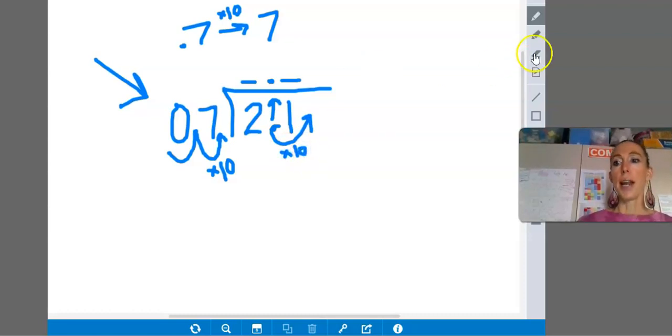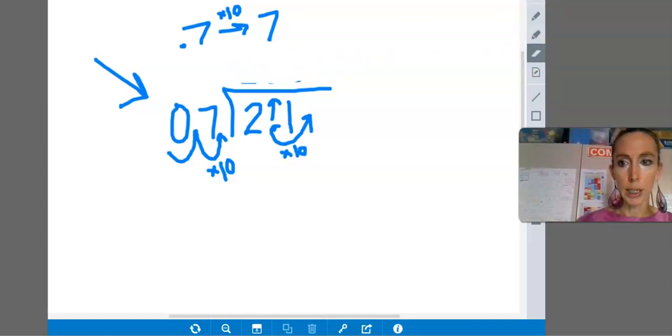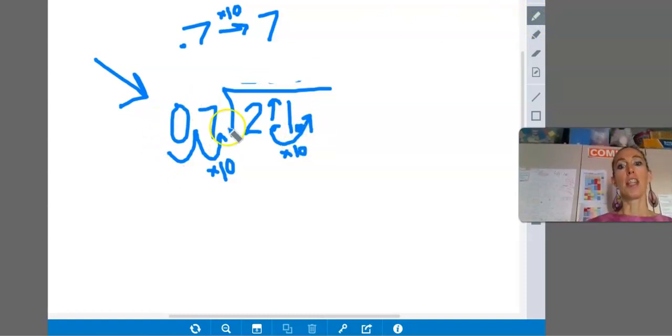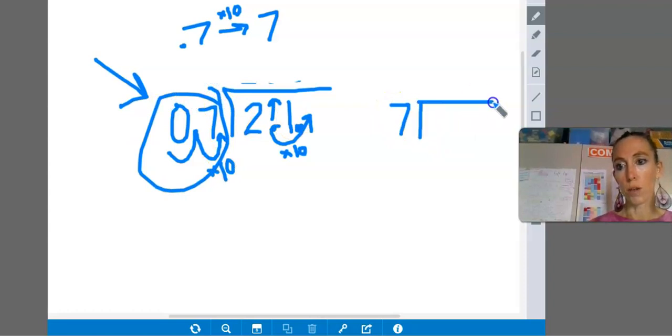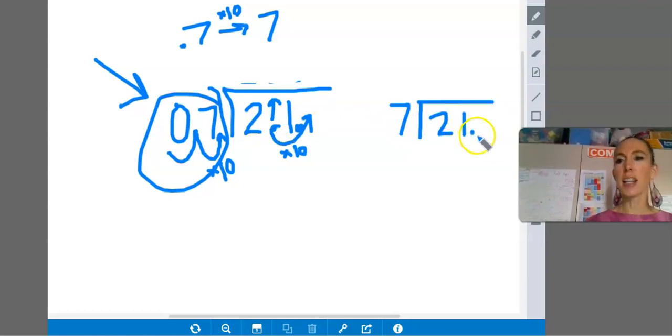Okay. So now my decimal is at the end. And if this is too messy for you and you don't like all those loops in your problem, you can rewrite it over here. I know now that this is 7 in my divisor, and this has become 21, and my decimal is at the end. If it's at the end, you could leave it off, but if it makes you feel better, just leave it there and bring it up, okay?